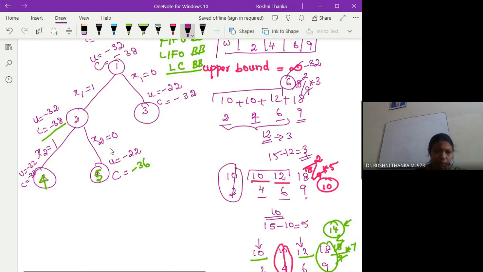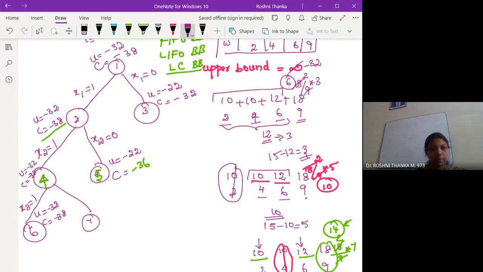Okay. When I proceed with that, what will we say? When we consider the third item, what will be our upper bound and lower cost? The same value only we will be getting because we are including that as well. So the cost is also minus 38. So this is node number 6. Then next is node number 7, which means when we don't include the third item, what will be the upper bound and the cost that we have to calculate now? So how will we calculate?